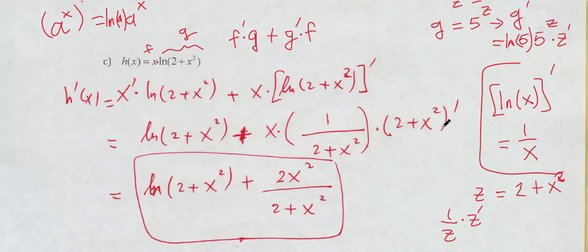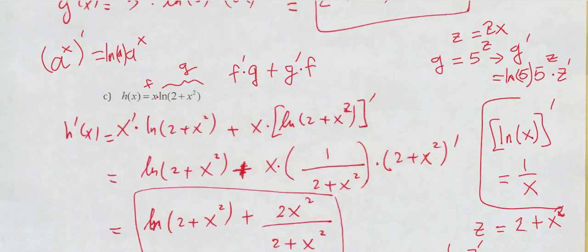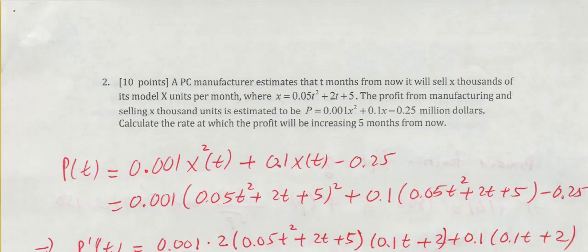And z prime, which is 2 plus x squared, take the derivative function of this one. Using the chain rule, the constant 2 becomes 0. x squared, bring down the power, subtract 1 from that, that becomes 2x. So this whole thing here becomes 2x. So 2x here, multiply 2x over here, gives me 2x squared, and then divide by 2 plus x squared. And we keep the first term as before. So this is the final answer for C. There's only 3 parts here.